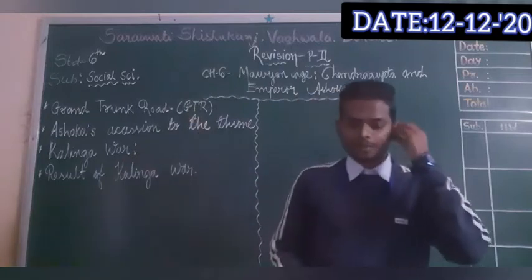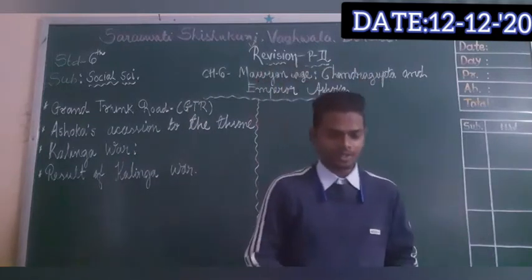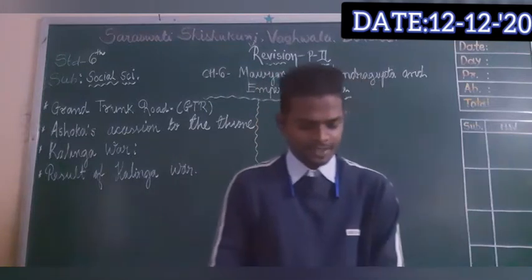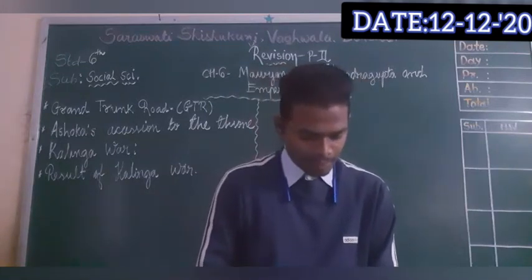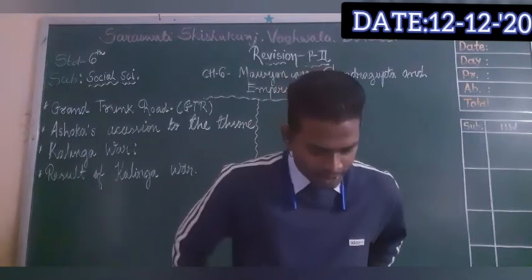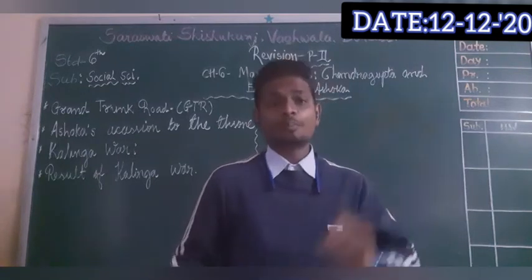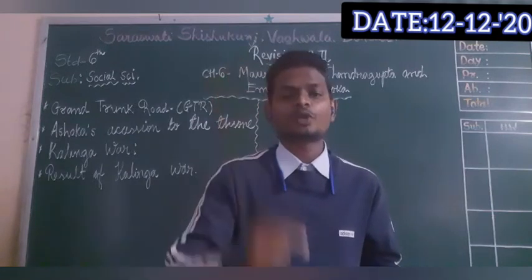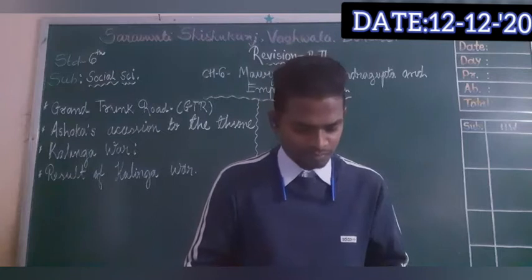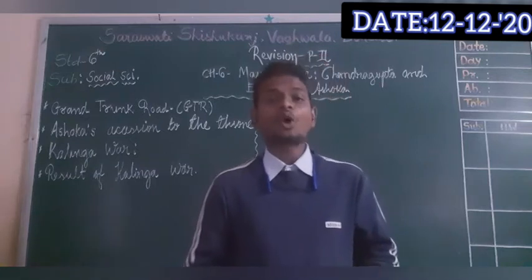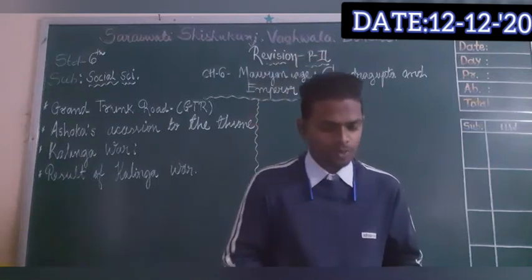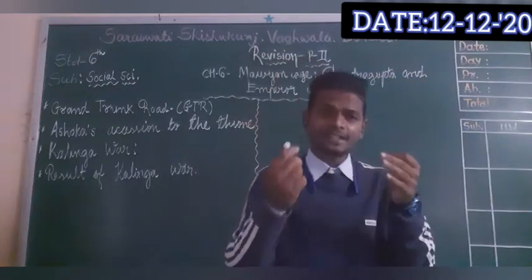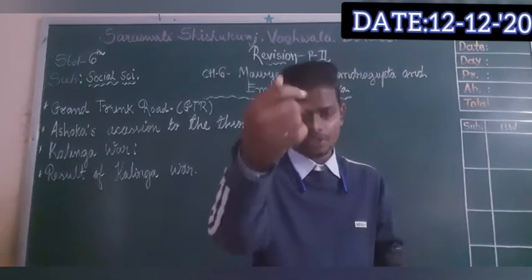Grand Trunk Road, GTR. Chandragupta spent the last time of his life with the Jain Muni Bhadra Bahu in Shravan Belgola of Mysore, which is now situated in Karnataka. So this is the basic introduction that I am going to give you.